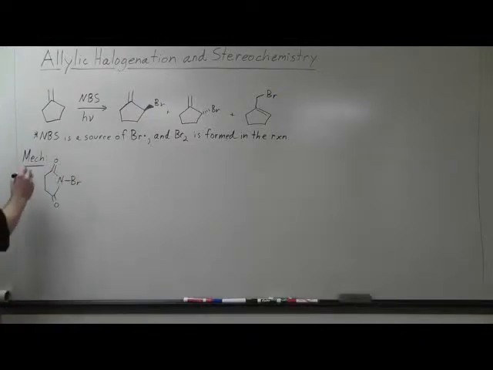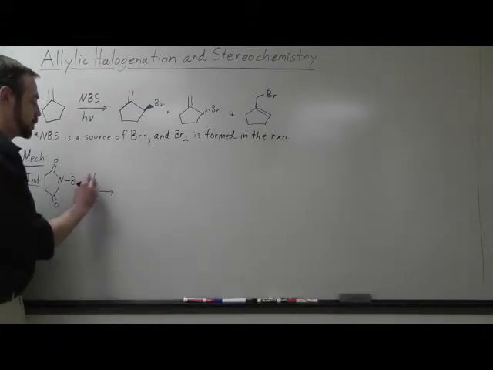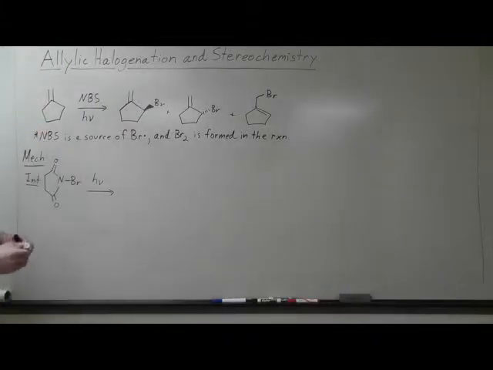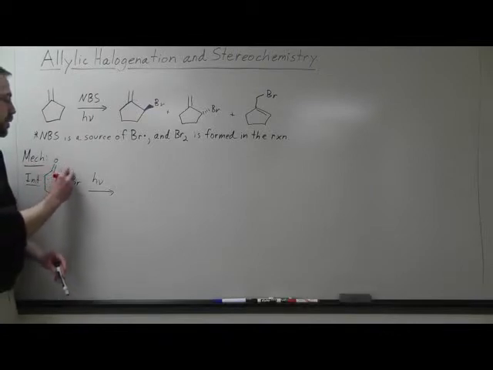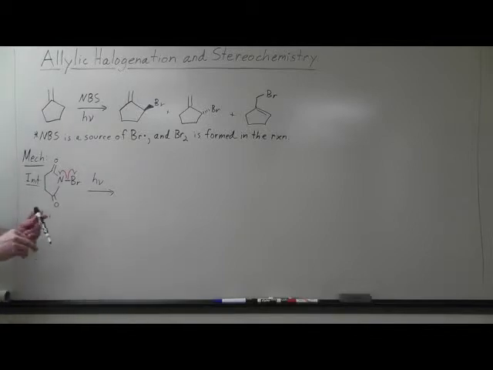The initiation step is just N-bromosuccinimide, and you do not need to know this structure. It's very similar to the molecule bromine, except we have a nitrogen-bromine bond instead of a bromine-bromine bond. And so in this structure, when energy is put in, either through light, which is most common, or excess heat, you'll break the nitrogen-bromine bond. Each atom will get one electron to form two radicals.